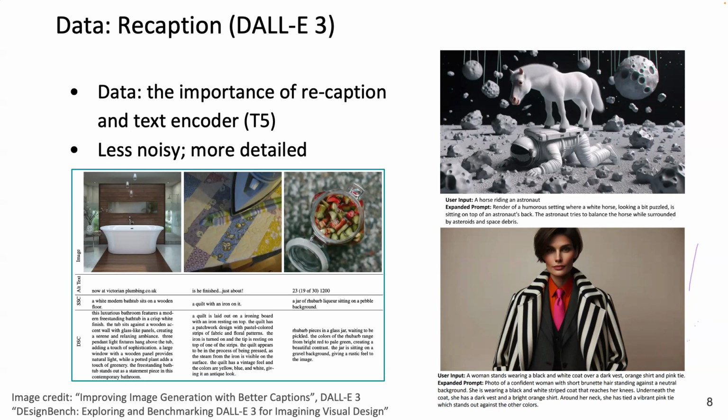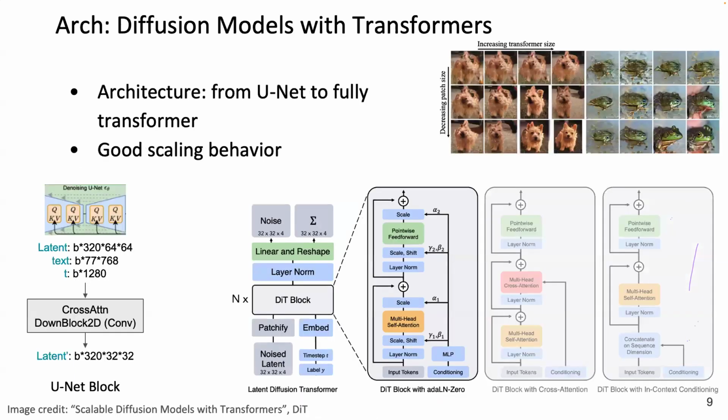The bottom example, a woman stands wearing a black and white coat over a dark vest, orange shirt, and pink tie, indicates the challenge that sometimes when we generate from a prompt with a lot of details, the model might overlook some of them and choose to hallucinate some other generations. With the long descriptive captions, it also significantly improves prompt following in these scenarios. So that's the data on the importance of recaptioning.